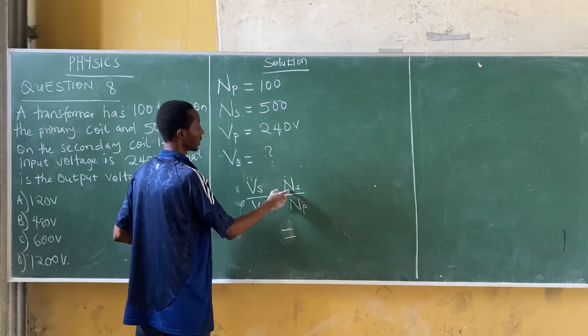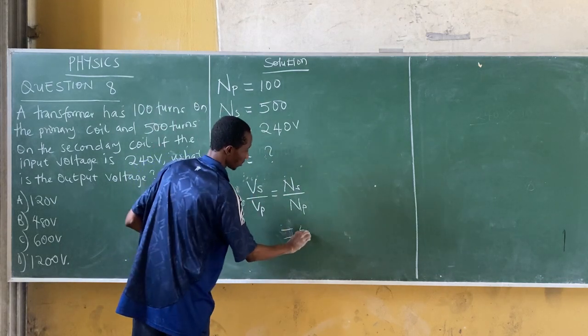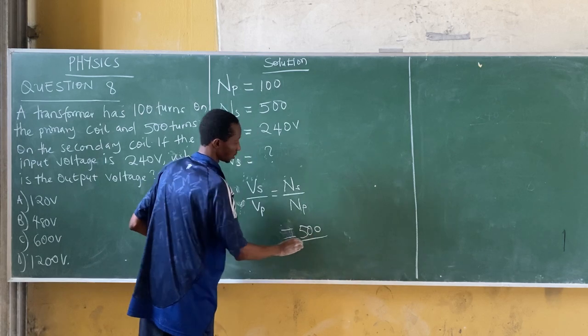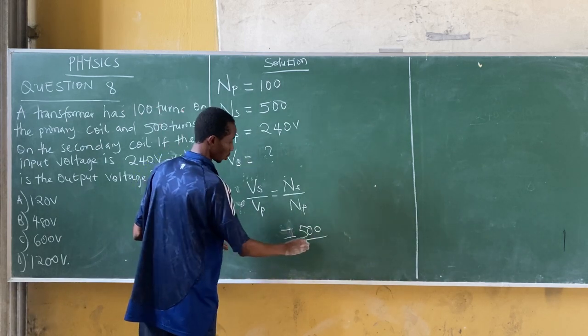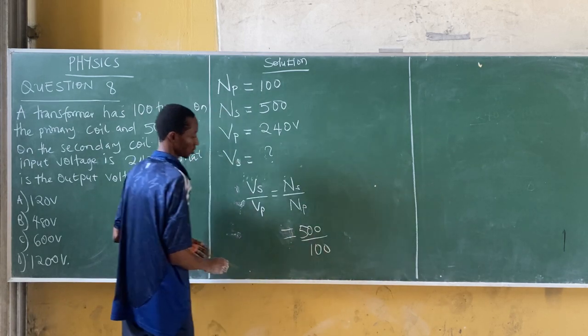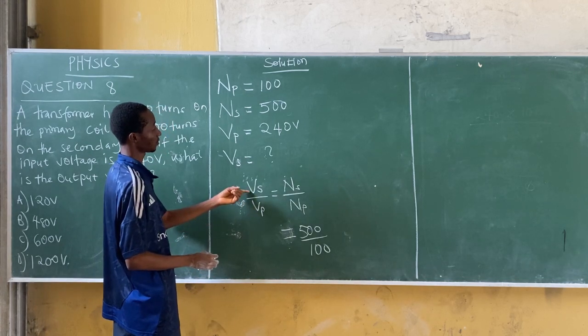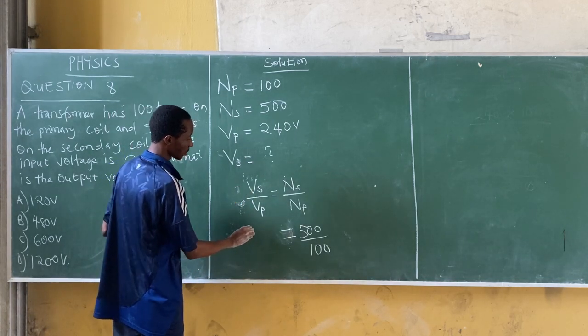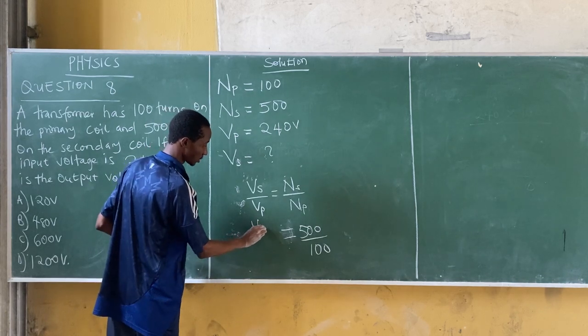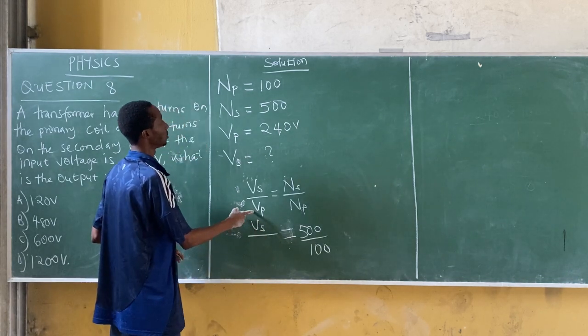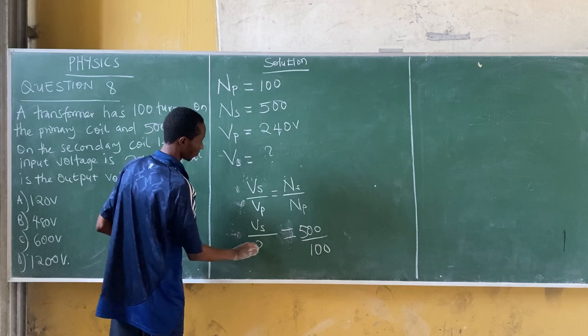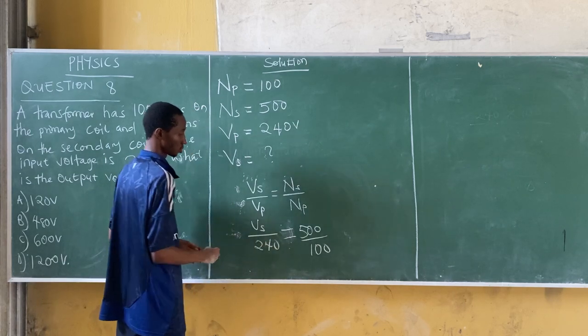This is equal to, Ns is what? 500. 500 divided by Np is what? 100. We don't know the value of Vs, right? So our Vs remains and our Vp is 240 volts.